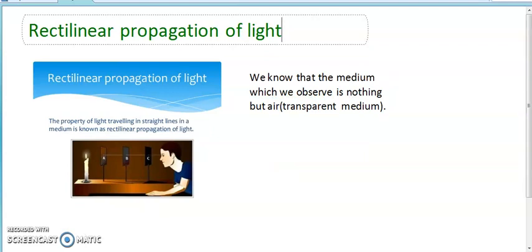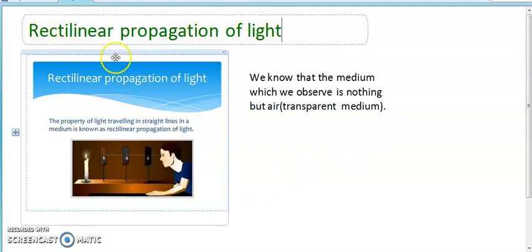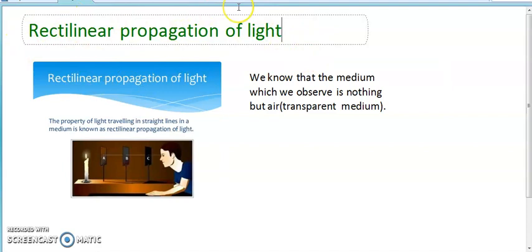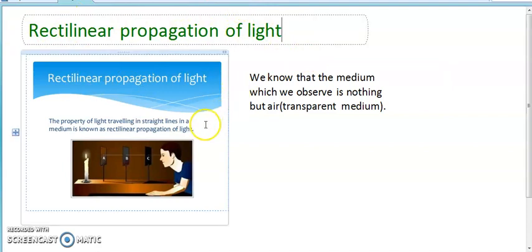Before going to study anything, that may be refraction, that may be reflection, whatever it may be, it's a must to know how the light will behave. That behavior of light is what we study as the rectilinear propagation of light. Okay, what is the rectilinear propagation of light? It is when the light is traveling in a straight line, whenever it is traveling in a medium.